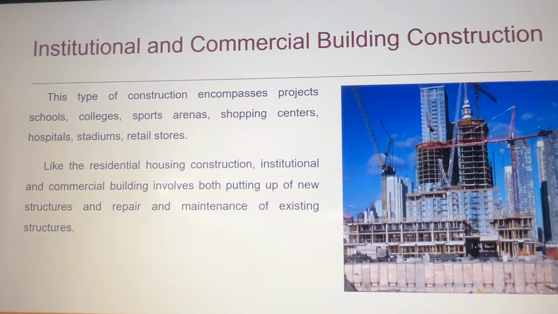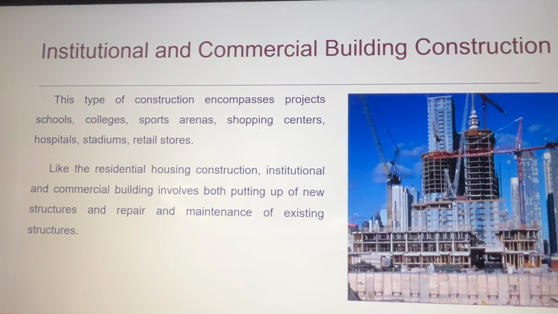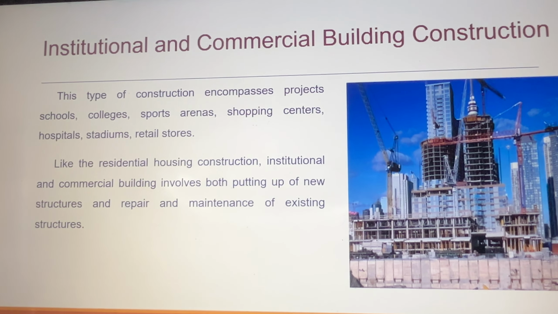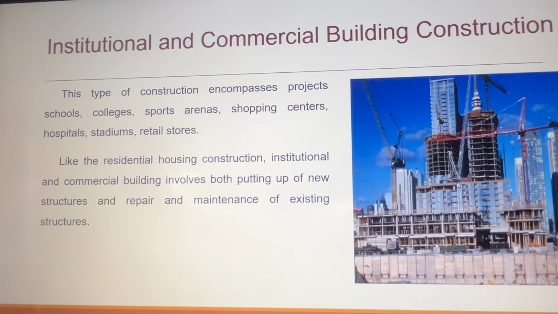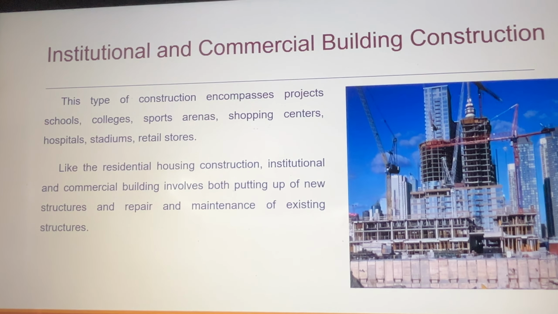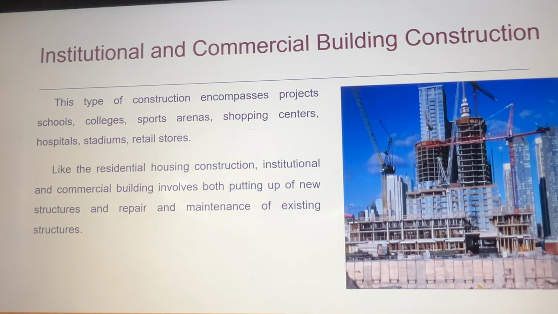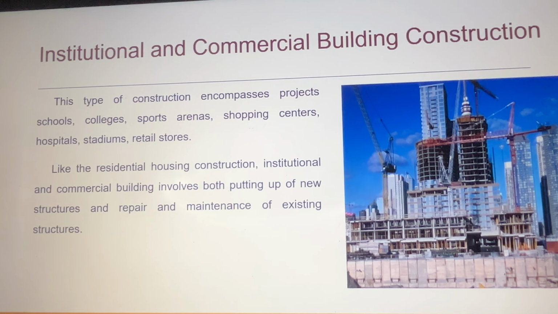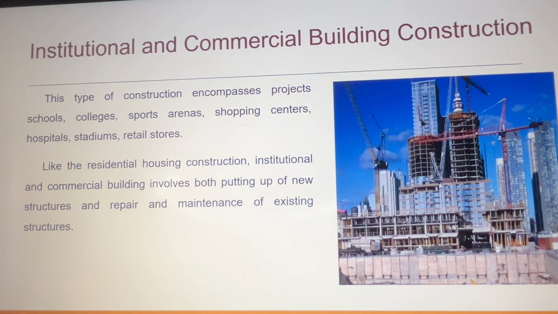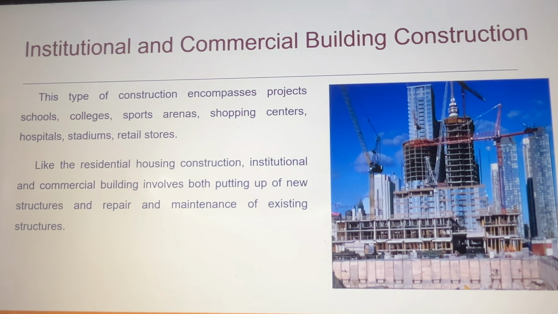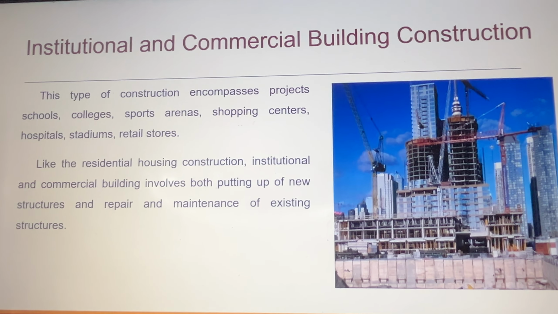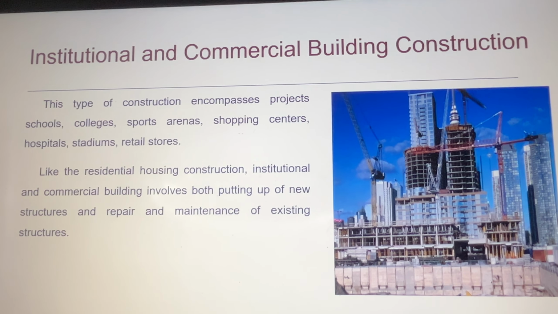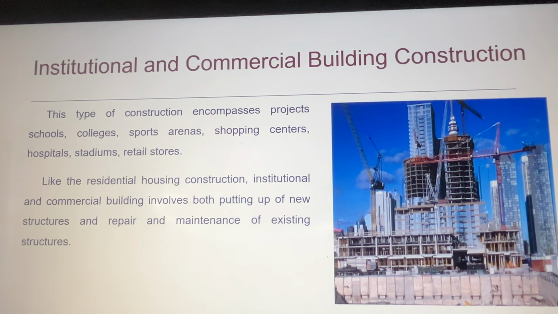Institutional and commercial building construction is the second type. It encompasses schools, colleges, sports facilities, shopping centers, hospitals, stadiums and retail stores. Like residential housing construction, institutional and commercial building involves putting up new structures and repair and maintenance of existing structures. The next type, high-rise buildings, will be seen in the next classes.